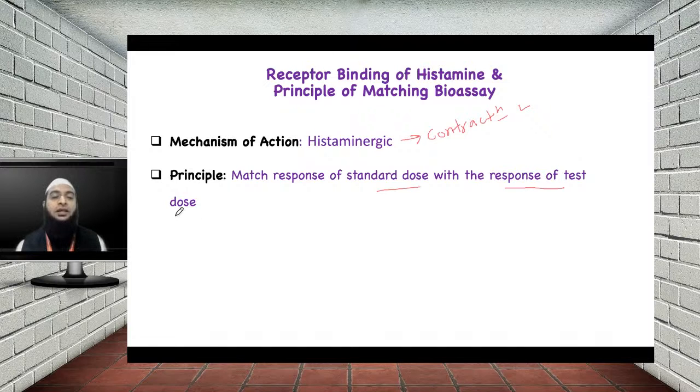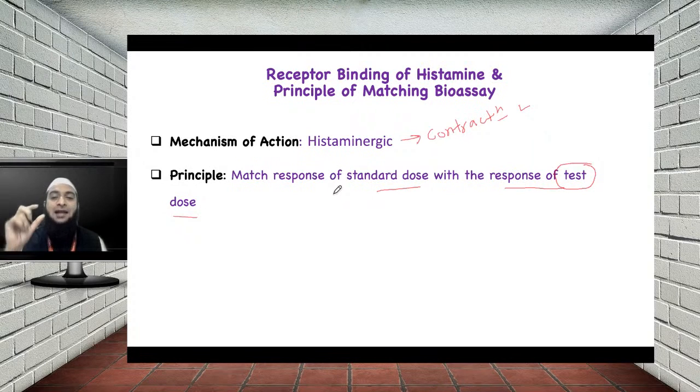Now when you are trying to match the response of your standard dose with the response of the test dose, in this particular process the amount of the test drug required is generally less. Why? Because you are taking only a few doses of the test, whereas in case of the standard, you have used the standard dose to take the DRC like 0.1, 0.2, 0.4, 0.8, 1.6 and 3.2. You have taken n number of doses of the standard, whereas in case of the test, you have taken only 1 or 2 doses.